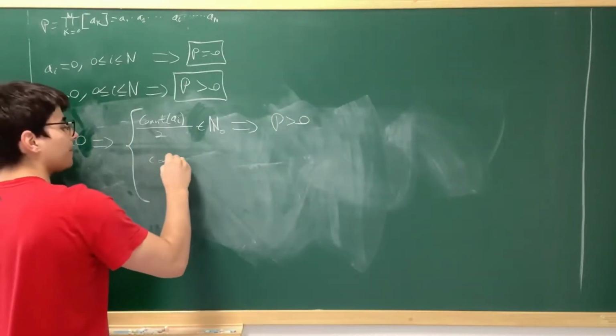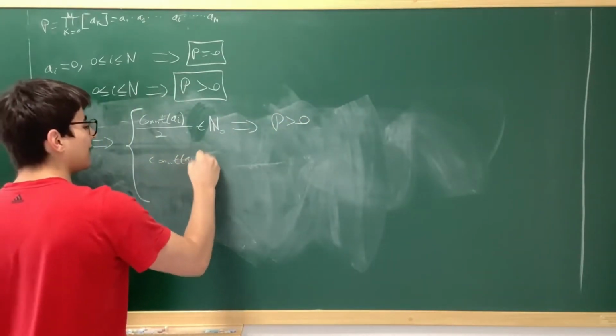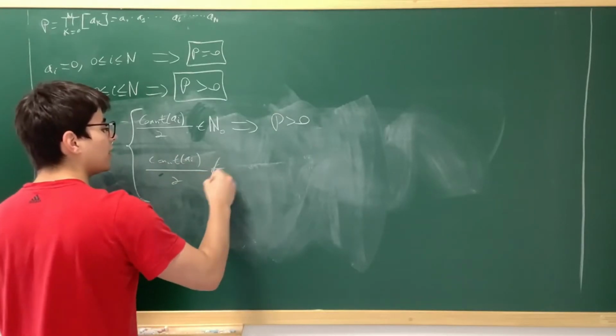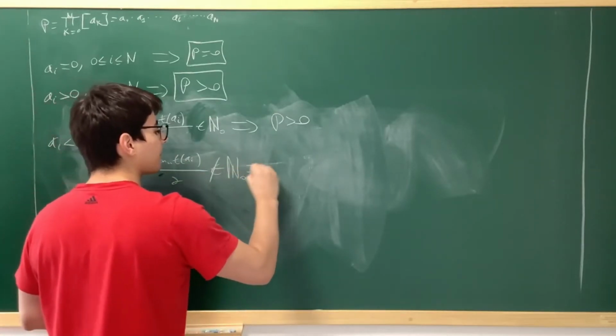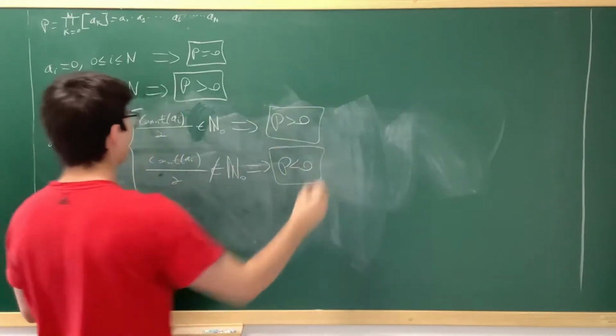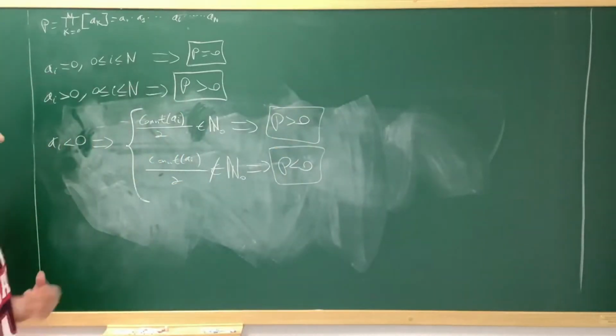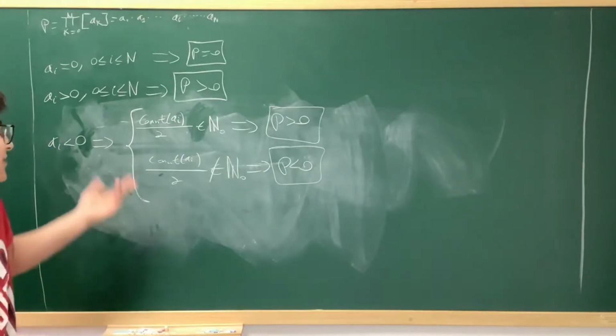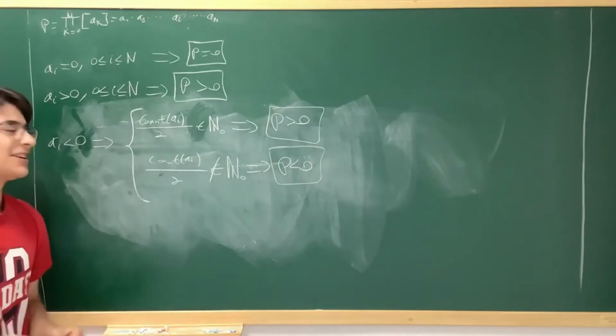And if count of A_i over 2 is not a natural number, then P is less than or equal to 0. And this is some kind of computing notation, right? The count function. But well, I think it's a nice way to understand it.